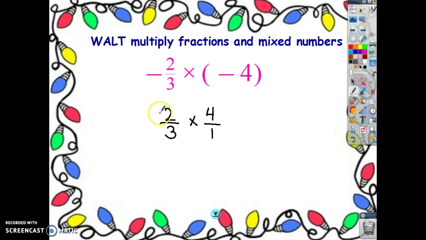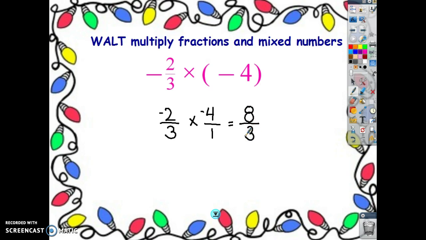Okay? And if you really like, I know some of my students will like those signs there. You can add them in, or you could keep them out and just put it in your answer. We're going to simply multiply right across because I can't do any pre-simplifying here. So you can do negative 2 times negative 4 and get your answer of 8. Or you could just do 2 times 4 is 8. And 3 times 1 is 3.